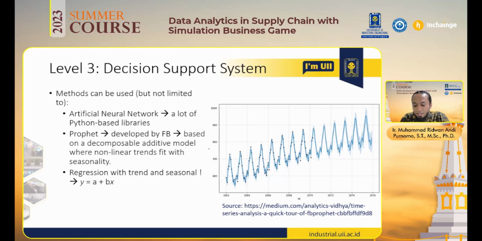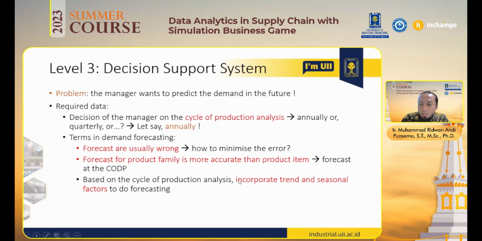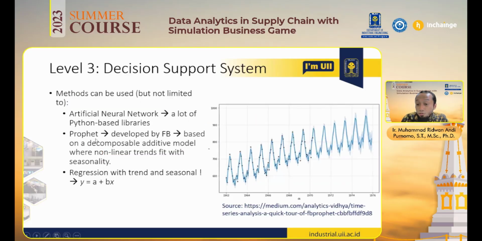Previously, based on the information from the manager, we want to analyze the production as the demand annually. It means that we need to incorporate trend and seasonal factors. If we use Prophet, fortunately, it already considers the non-linear trends and also the seasonality, so we can use it. For ANN, we need to do some coding, but because this time we have very limited time, I don't want to use ANN.